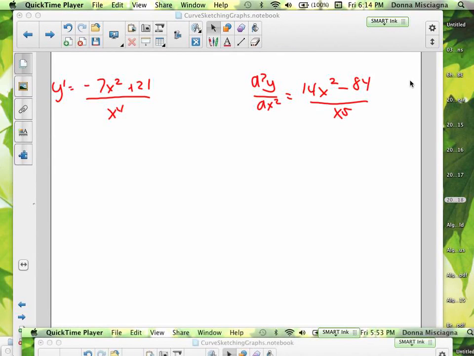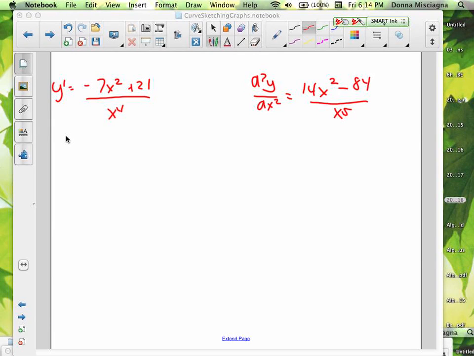One last thing. We didn't find our critical points. Let's set our first derivative equal to 0. This is pretty easy. Of course it's going to be 0 where the numerator is 0. So we have 0 equals negative 7x squared plus 21. Not really a factorable one here.